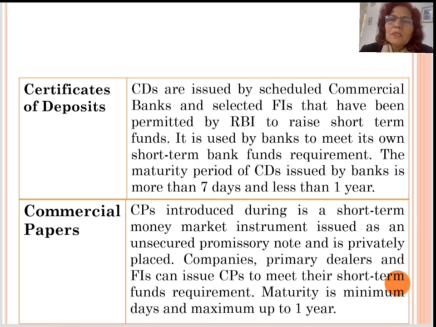Now we will discuss commercial papers. Commercial papers are a short-term money market instrument issued as an unsecured promissory note and privately placed. Companies, primary dealers and financial institutions can issue commercial papers to meet their short-term fund requirement. Maturity is a minimum number of days and a maximum of up to 1 year. So what can the maximum be? It can be 1 year. Any company or primary dealer can sell commercial papers to meet their funds requirement. So this is also used to fulfill the requirements of short-term funds.